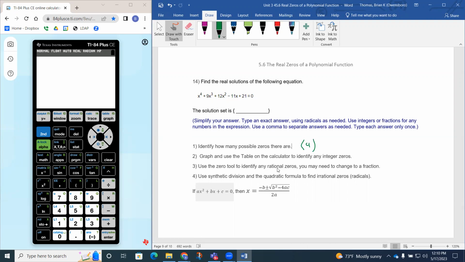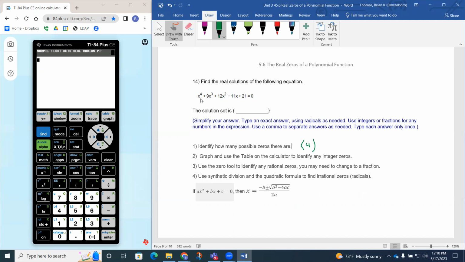Remember, if we have non-integers, we also can identify zeros using the zero tool on the graphing calculator. There's also, if necessary, synthetic division and the quadratic formula to find any irrational zeros. So if we end up looking for radicals, that's when we want to use synthetic division and the quadratic formula to do those. So keep that in mind as we move forward. So our first step though is we know there's got to be at least 4.